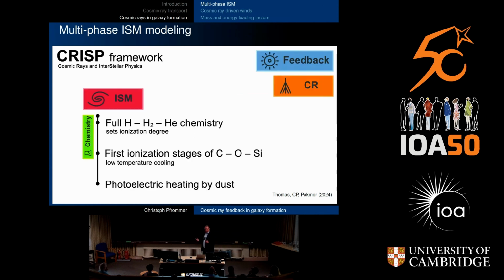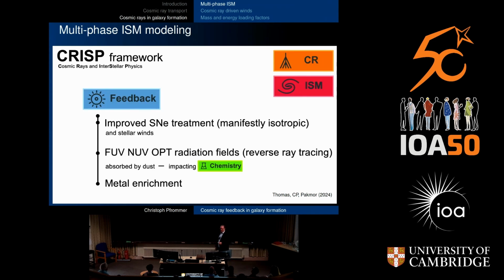One by one, you need to follow the non-equilibrium cooling of at least 12 species, the full hydrogen, atomic and molecular chemistry, helium chemistry, and the first ionization stages of the heavier elements for the low temperature cooling. And you need to model the photoelectric heating by dust. You need to follow the radiation using radiation transfer.